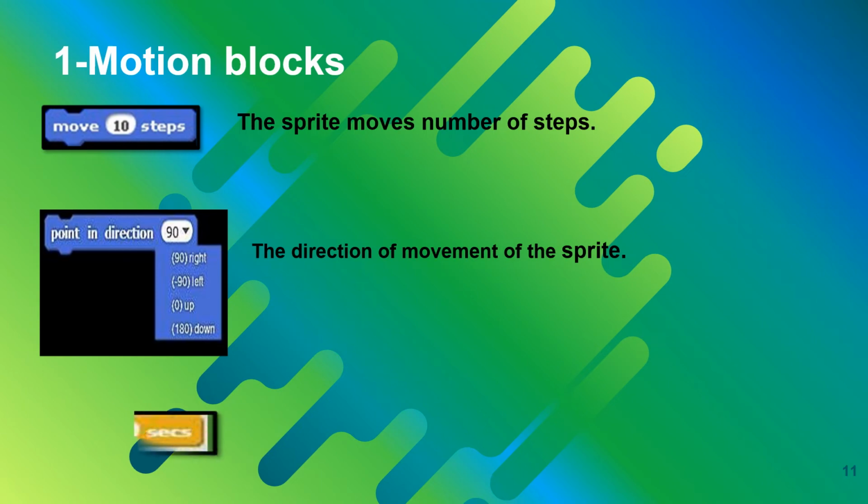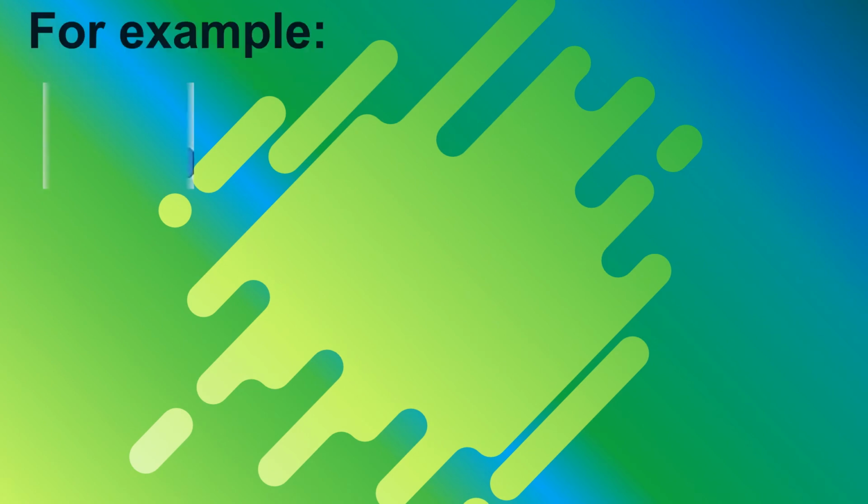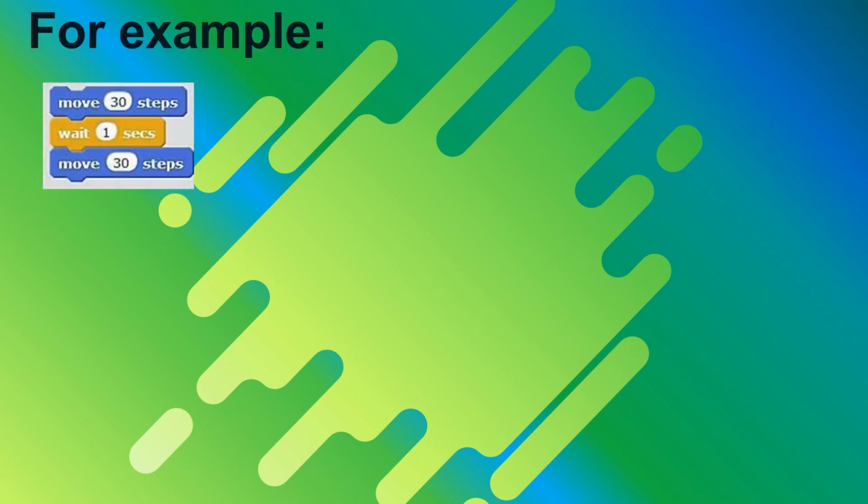And in this one you can see wait. This means that your sprite will stop or pause for the number of seconds you write. For example, in this picture we have move 30 steps, wait 1 second, move 30 steps. So here the sprite will move 30 steps, then it's going to wait 1 second and move again 30 steps.